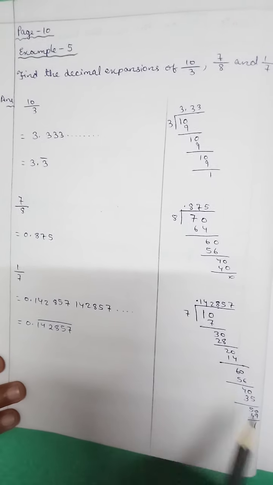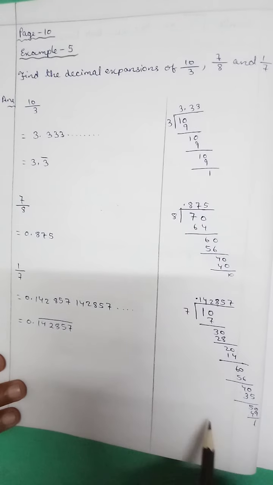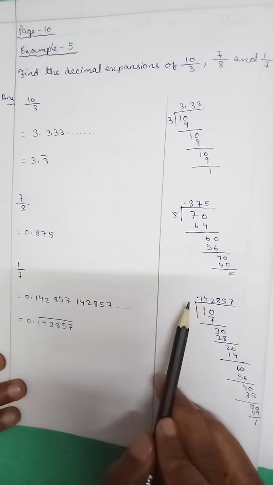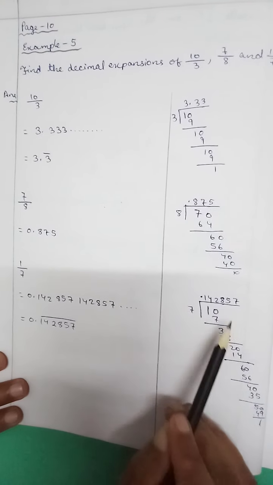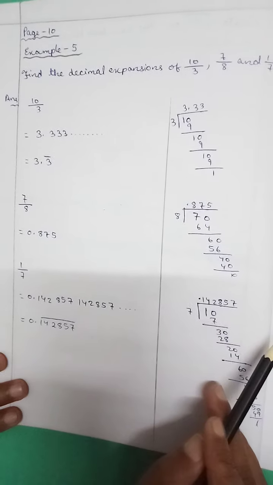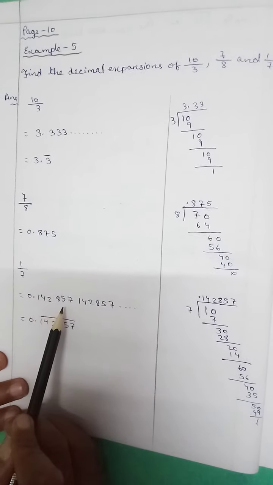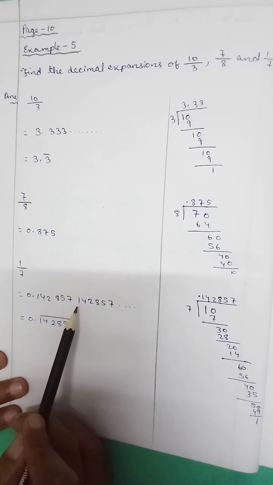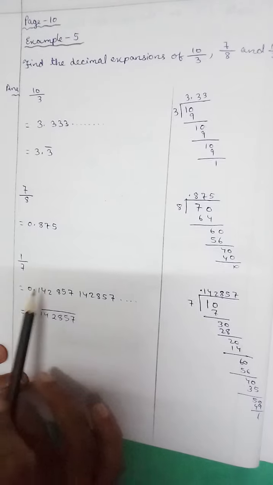Remainder is 1. Starting also 1. Remainder also came out 1. That means hereafter if I move on with division, I'll be getting the same repetition. So when the repetition is coming, if you can understand, you can stop doing division. Because this number will be repeated again. So 1 by 7 is equal to 0.142857. Again if you move on, you will be getting 142857... This is your repeated group.